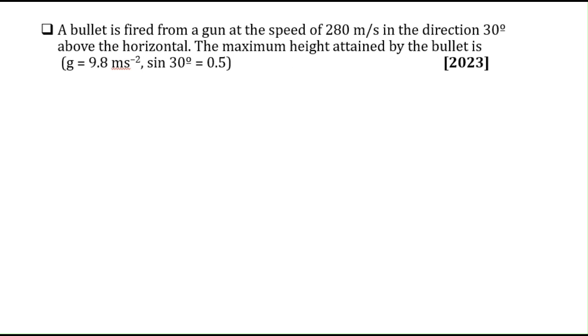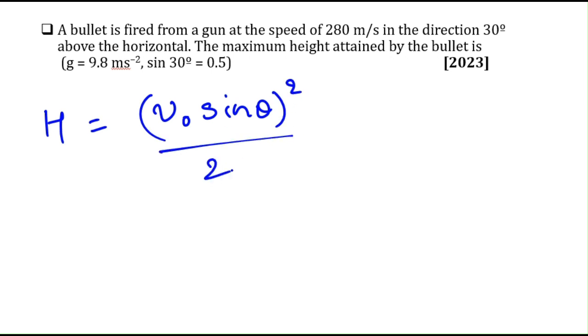So there is one way. You can just use the maximum height formula, which is V naught sine theta whole square by 2g, where theta is the angle of initial velocity V naught with horizontal, which is given as 30°. So with this, you can directly put these values.